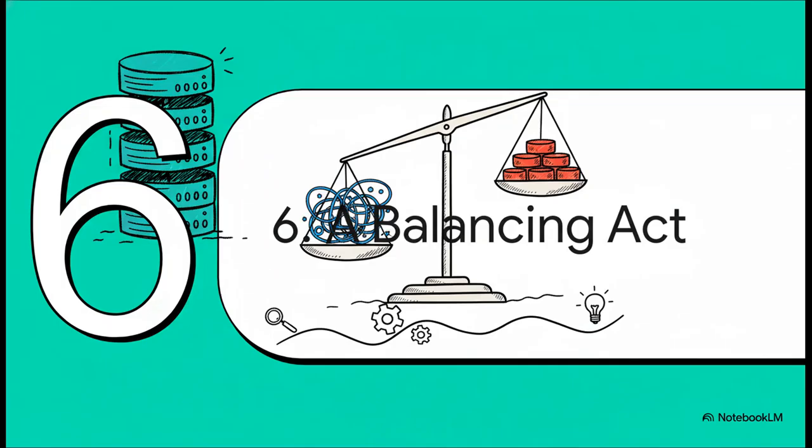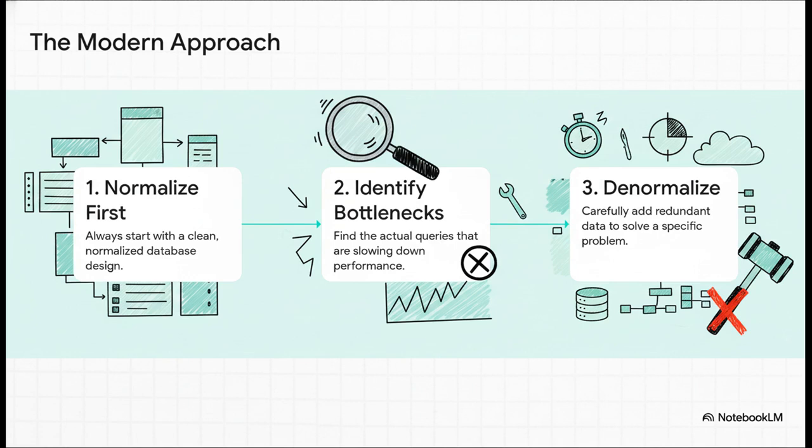So where does that leave us? Are we supposed to go for pure, perfect normalization, or this messy but fast denormalization? Well, the truth is, modern database design isn't about picking a side. It's about becoming an expert at striking a delicate balance based on what you actually need. The way the pros handle this is a really smart three-step process.